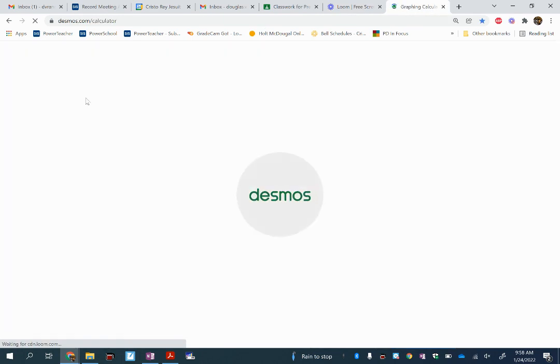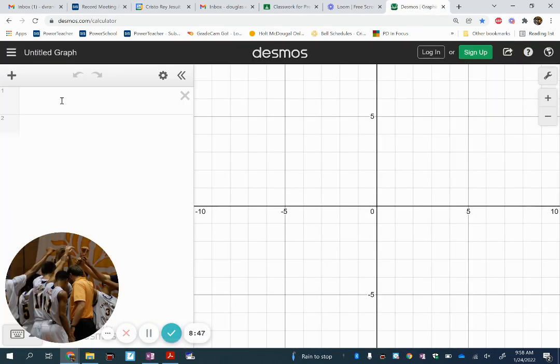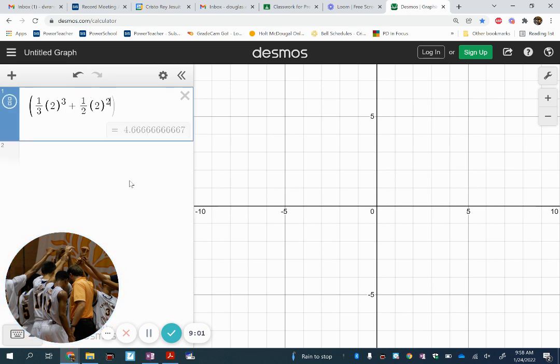All right, so I have 1/3, let me put this in parentheses, times 2 cubed, make sure I got that, okay, plus 1/2 times 2 squared. All of that minus the same thing for 1: 1/3 times 1 cubed plus 1/2 times 1 squared. All right, so there it is as a decimal. I'll put it as a fraction, 23/6.